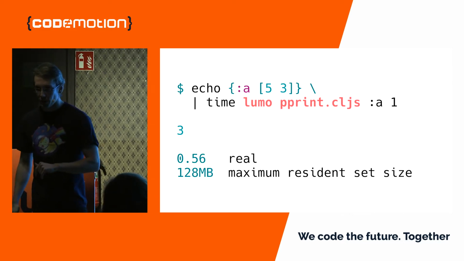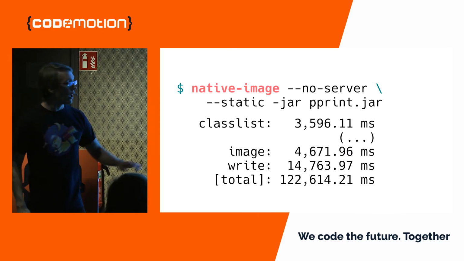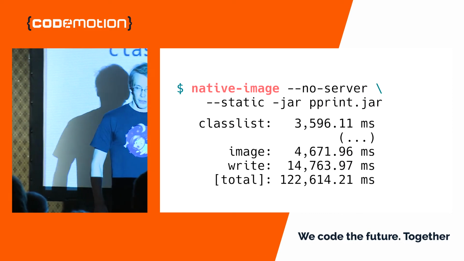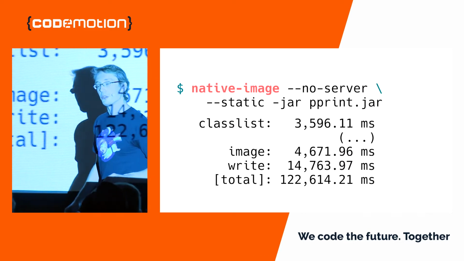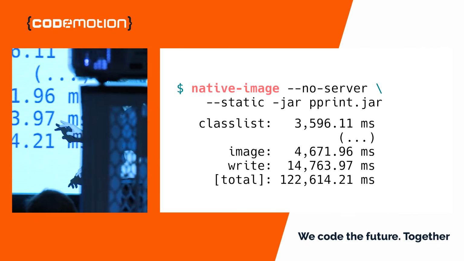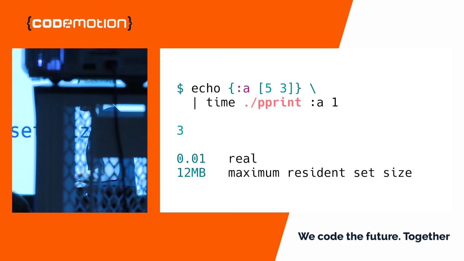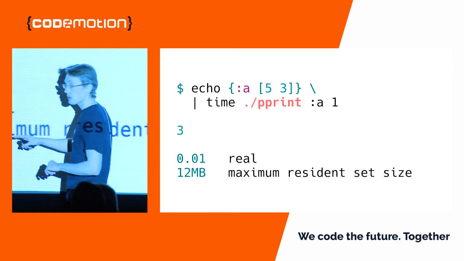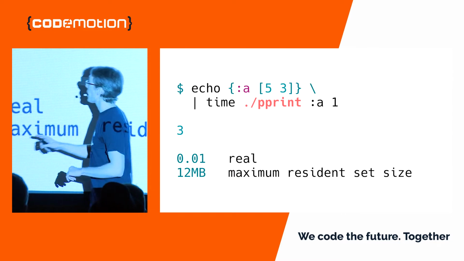Now let's introduce native image into this picture. Again, we compile with native image. It takes 2 minutes, and I can tell you it uses all the RAM it can find on your machine. And then the result is just stunning. The startup time pretty much disappears, and the memory usage is cut by 90%.